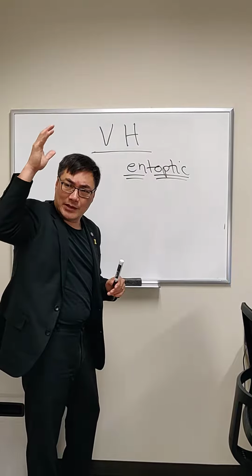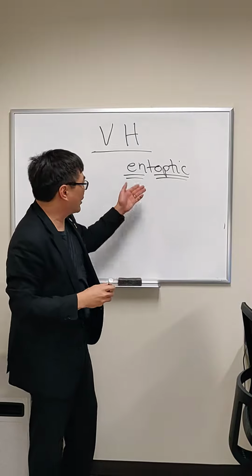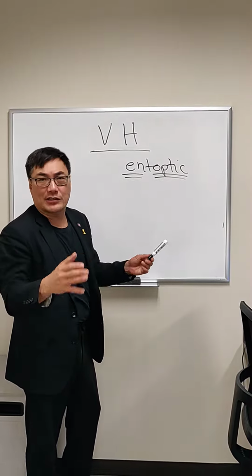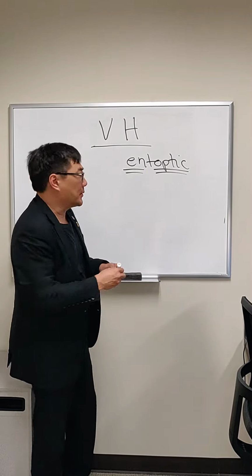So the flashing light will be in the periphery. And so any person with flashers and floaters, we need to look in their eye with a dilated fundus examination to make sure it's not a retinal detachment or a vitreous detachment.